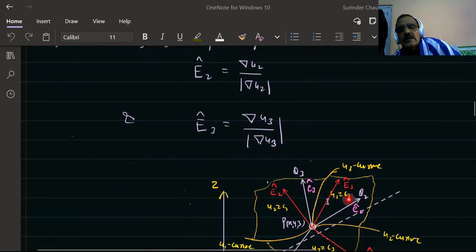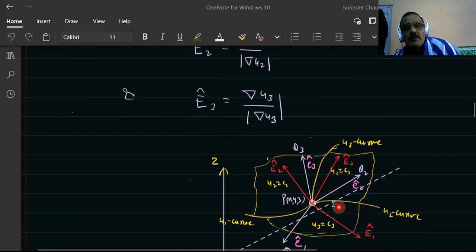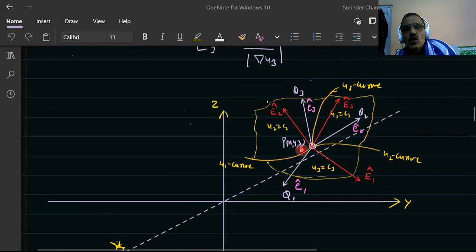Now let's understand these things with the diagram. This is the u1 surface. This problem is three-dimensional. The section of these surfaces is a curve. This is the u1 curve, a section of the u2 equals c2 and u3 equals c3 surfaces. These are surfaces in space, and they intersect along the curve.